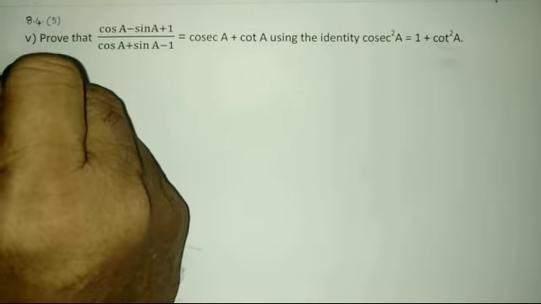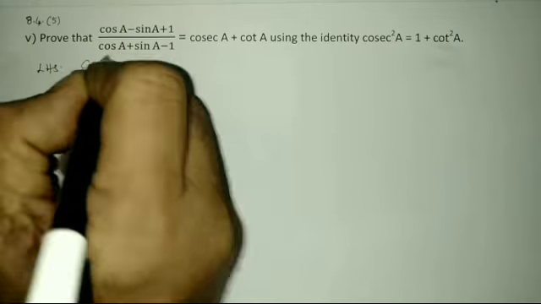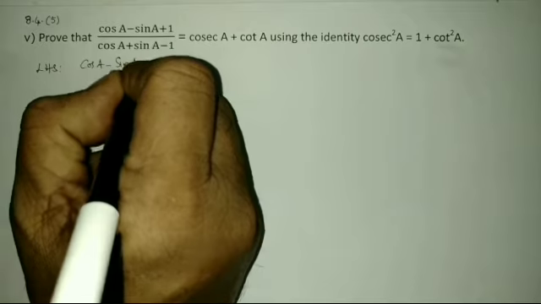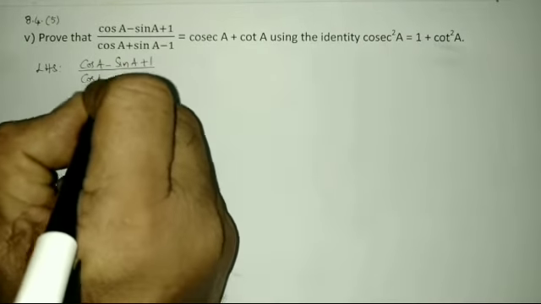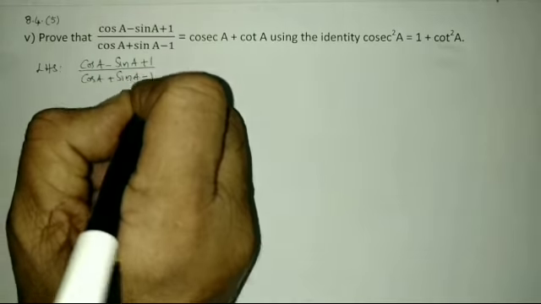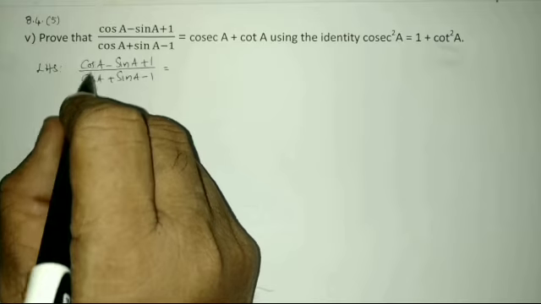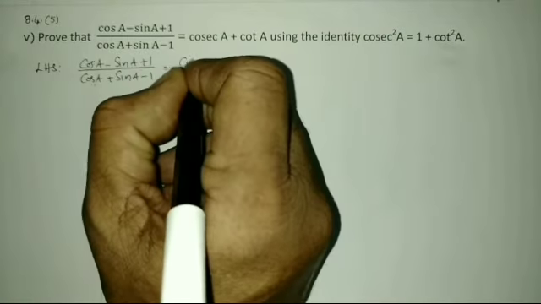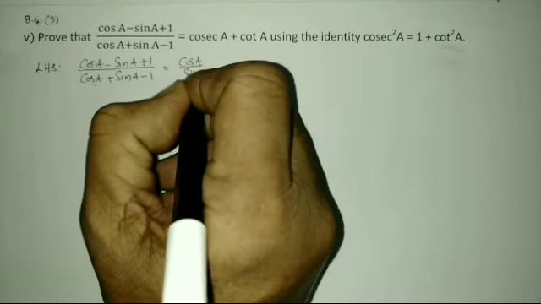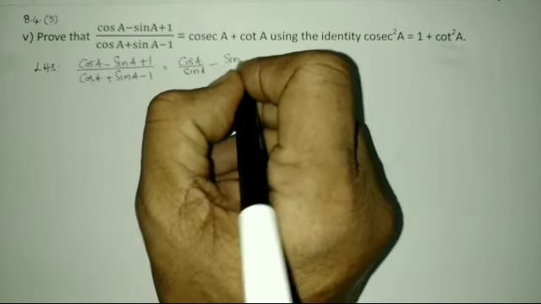Now left hand side, you take the left hand side now. Cos A minus sin A plus 1 by cos A plus sin A minus 1. Dividing numerator and denominator by sin A, we get cos A by sin A. Now we are going to divide both numerator and denominator by sin A.